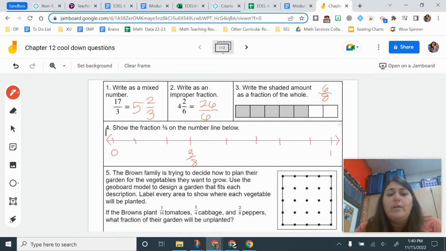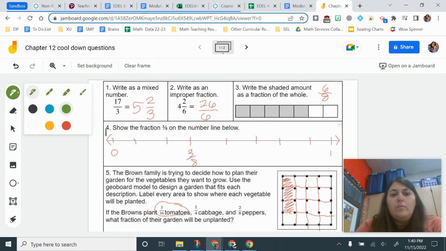Number 5, the Brown family is trying to decide how to plan their garden for vegetables they want to grow. Use a GeoBoard model to design a garden that fits each description. Okay, so we want 3/16 tomatoes. So if I break this up into rows and columns right here on the GeoBoard, I now have 16 pieces. So 3/16 would be tomatoes. Let me just do that.